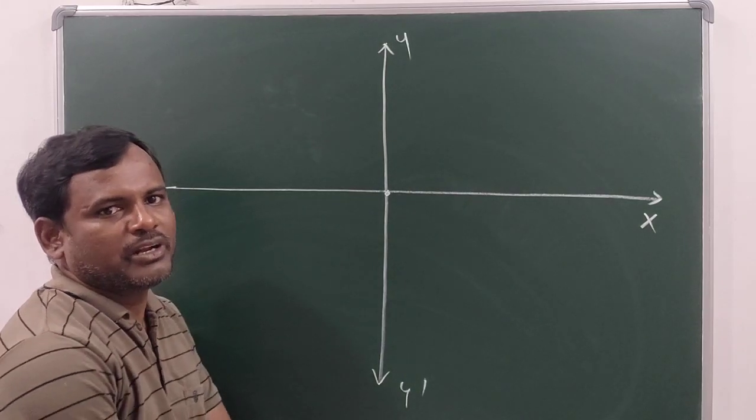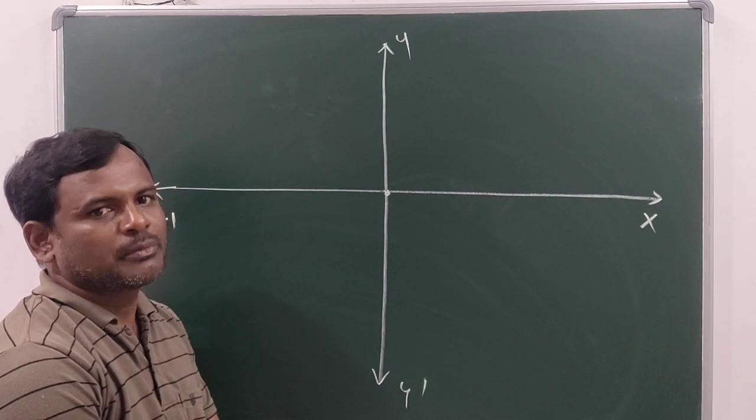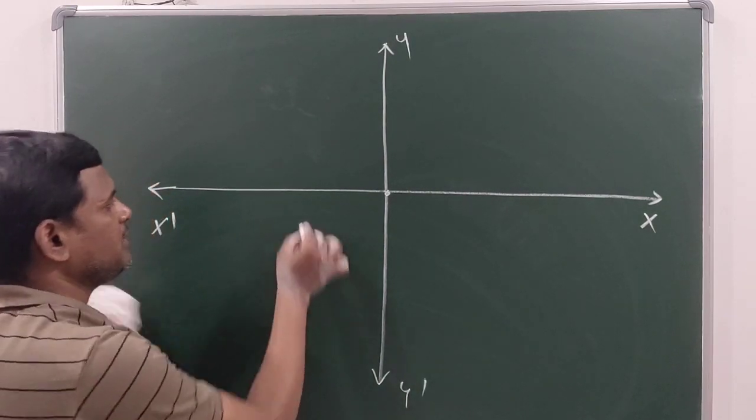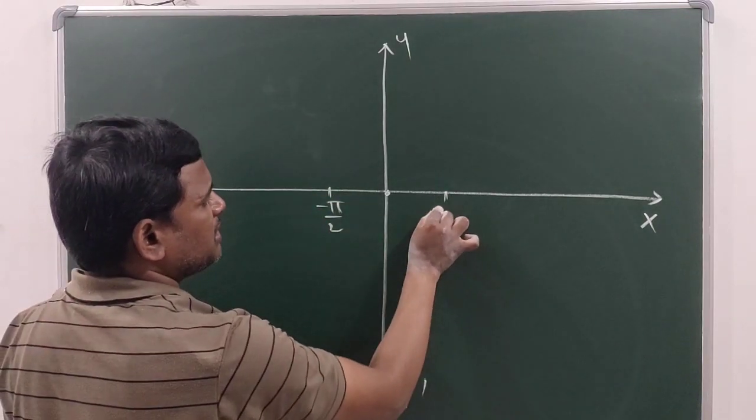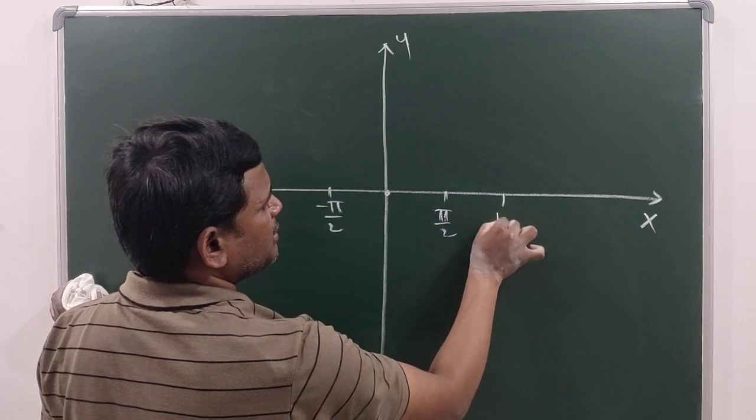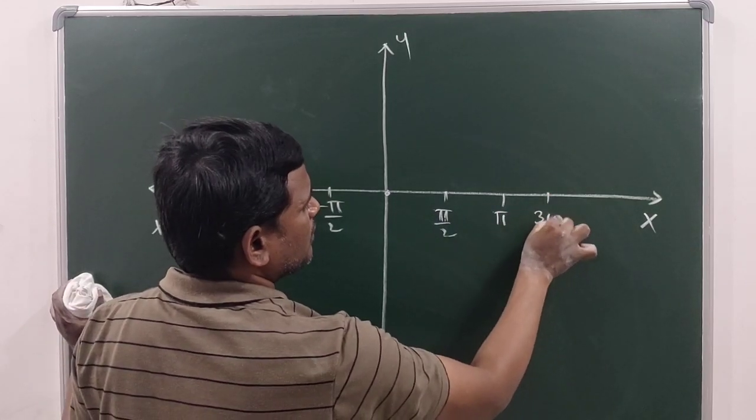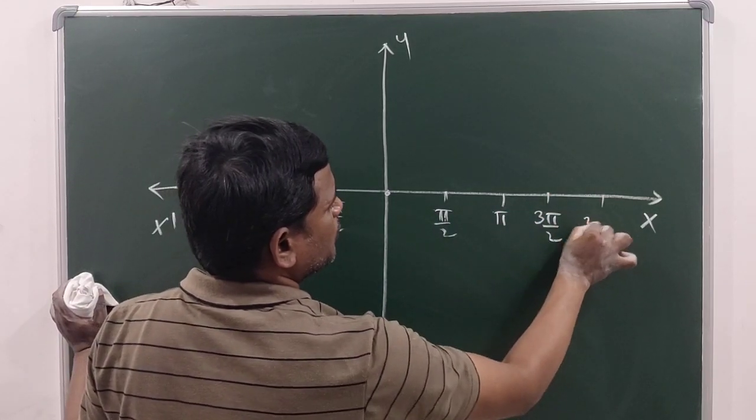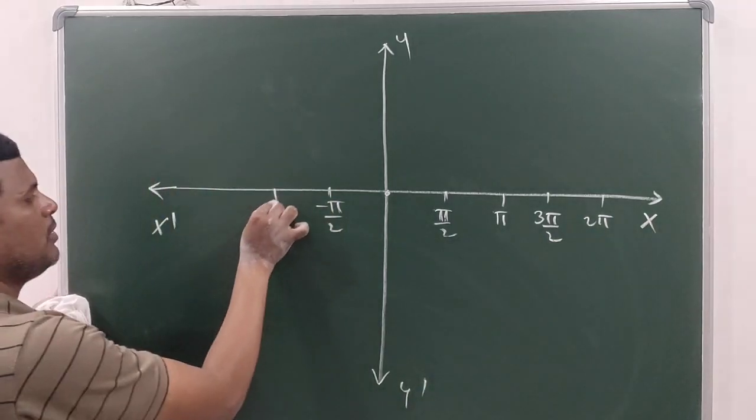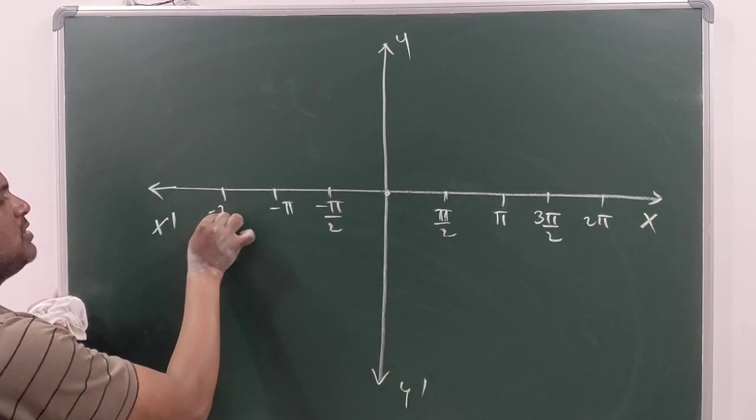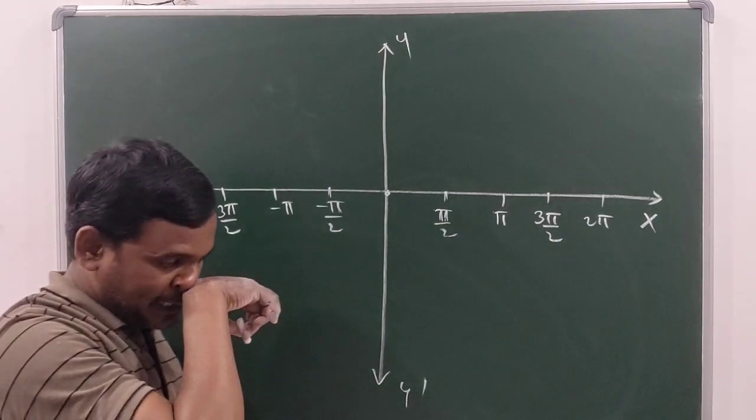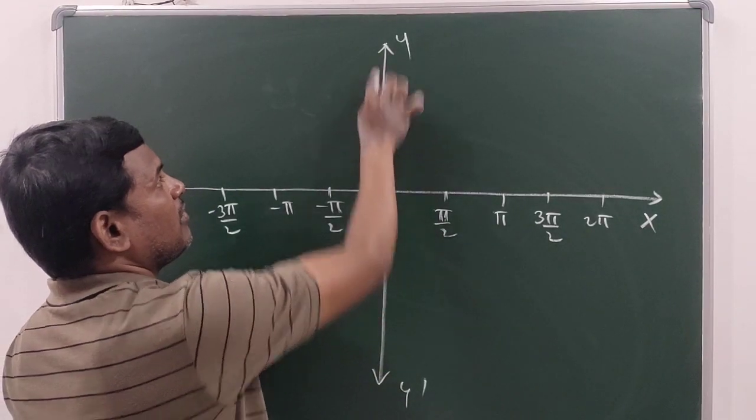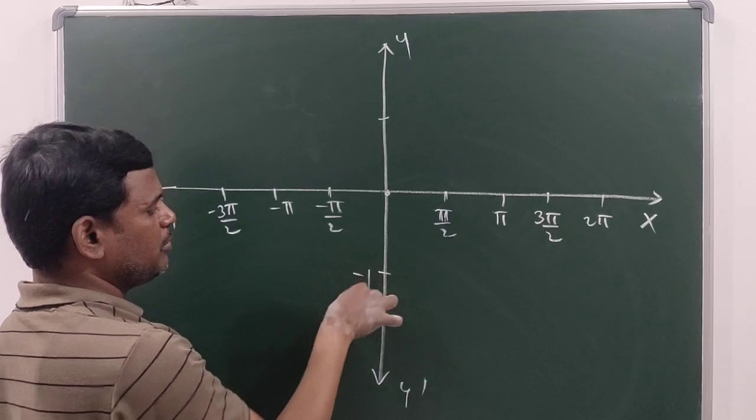So what is the domain of cosec x? Principal domain minus 90 to 90. Take here minus 90 and here it is plus 90. Here it is pi, 3 pi by 2, 2 pi and so on, minus pi, minus 3 pi by 2. And the range: 1 above and minus 1 below.